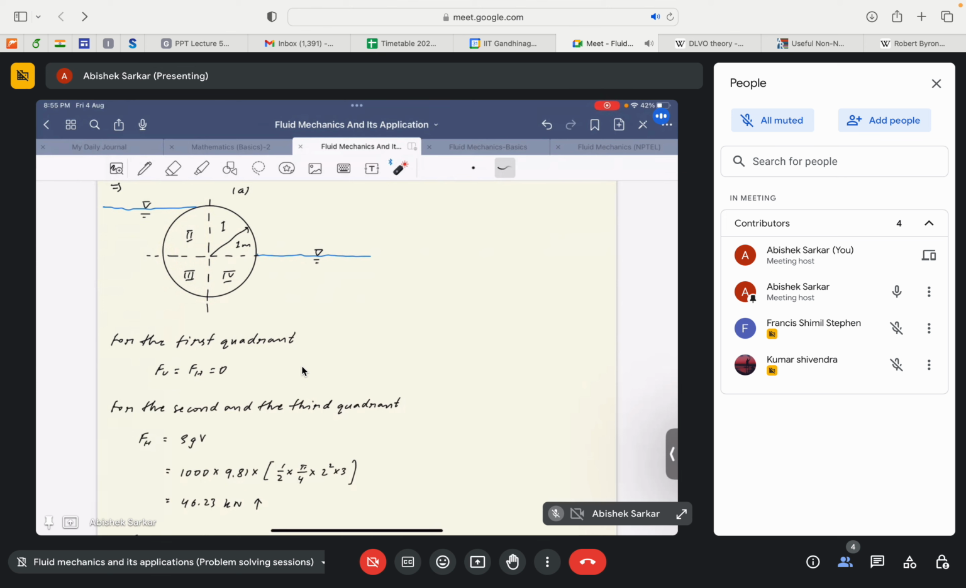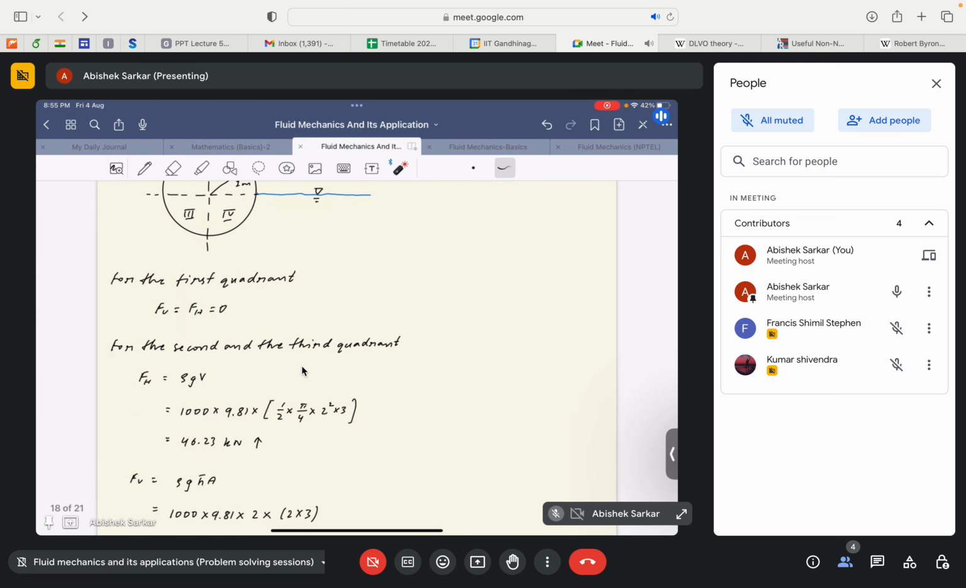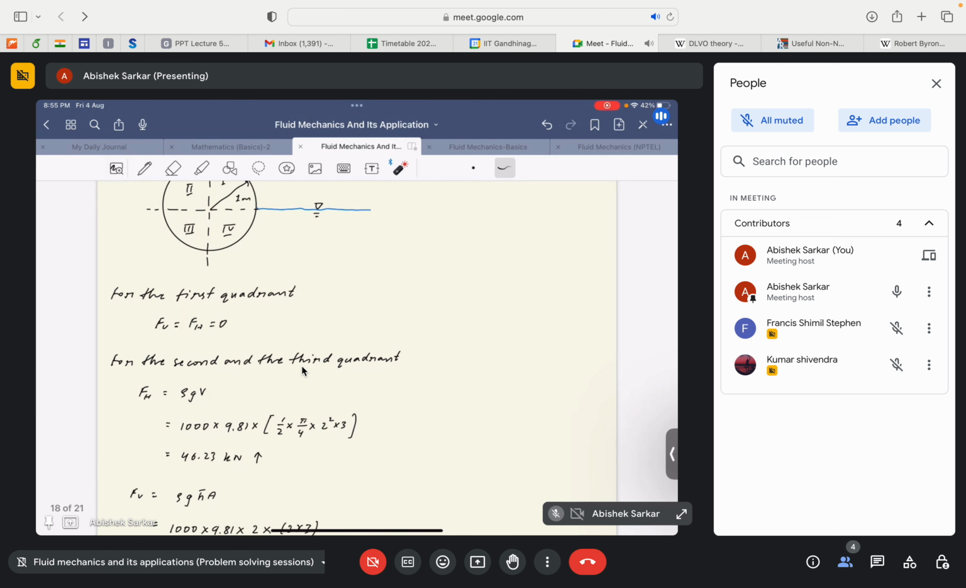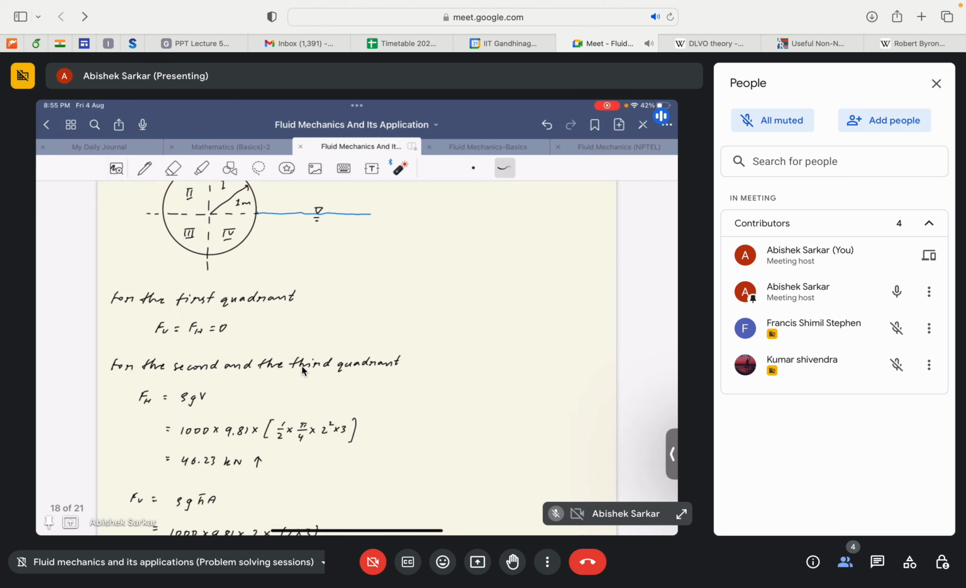So V is the volume of the liquid, the apparent volume of the liquid within quadrants 2 and 3. It is given by 1 by 2, basically half of the volume of the cylinder, pi by 4 d square into L. This calculation will give us Fs equal to 46.23 kilonewton acting vertically upwards, not downwards, vertically upwards.